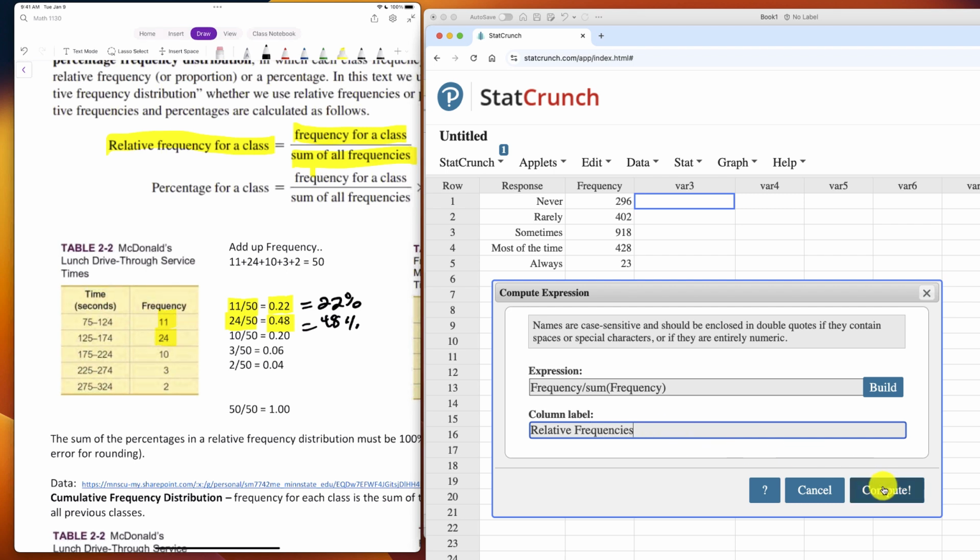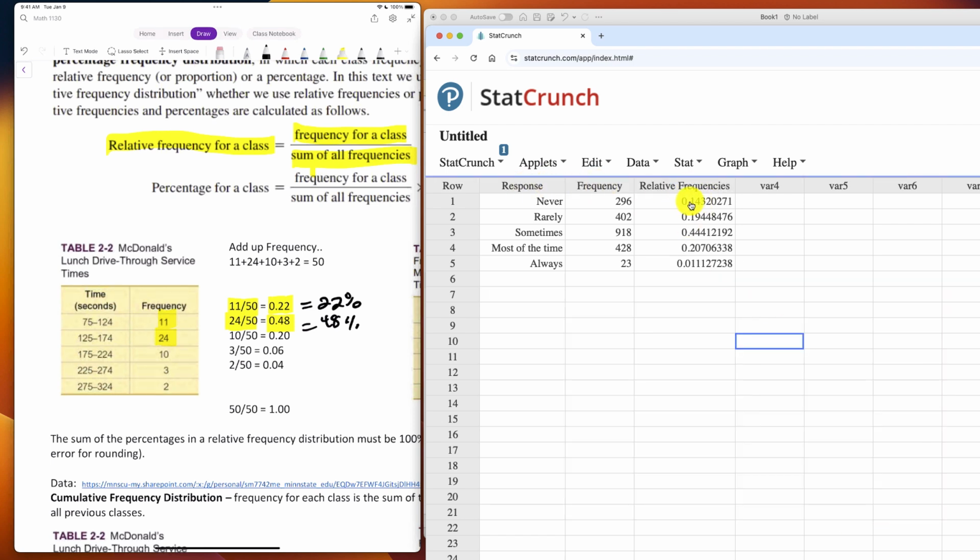As soon as I click compute, it's going to label that. See, I labeled these two. It's going to label that. And there are the frequencies. Again, now all you have to do is just get the 14.32%, 19.44%, or 45%. Remember to round, right?